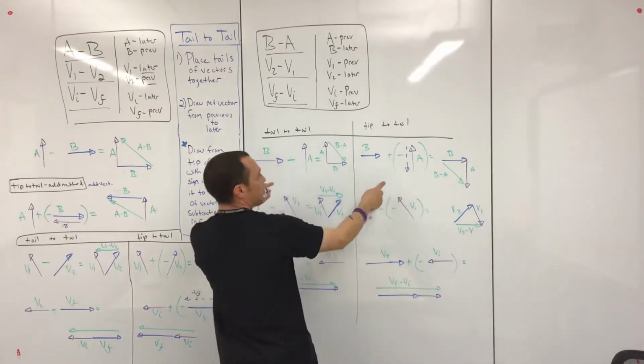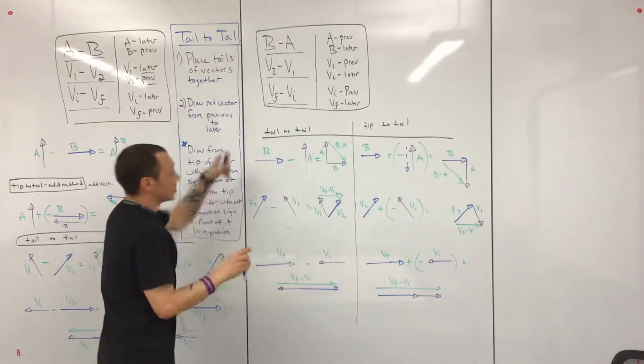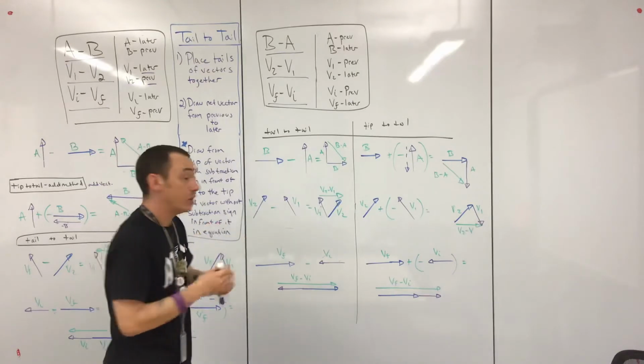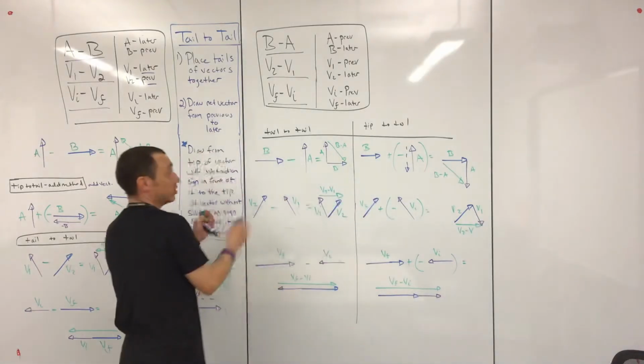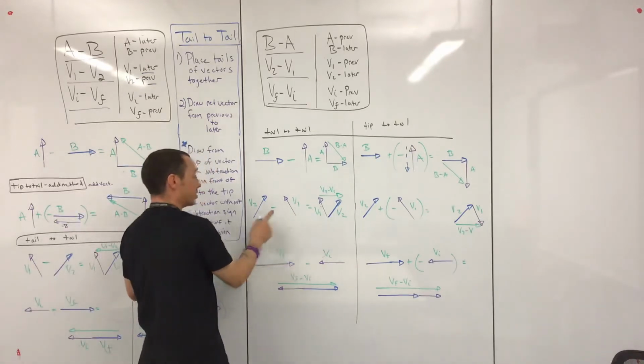No matter which way we do it, whether we do it tip to tail, the addition method, or tail to tail. But as you can see, tail to tail is pretty quick, right? Tip to tail is good, but tail to tail is really quick if you get it down and just understand this, which is really simple, right? So let's do these last two.